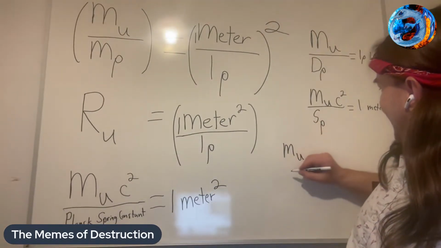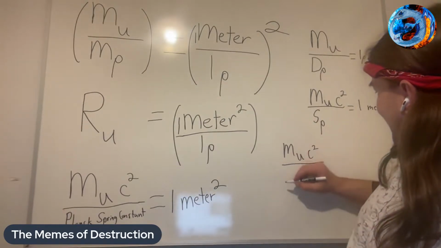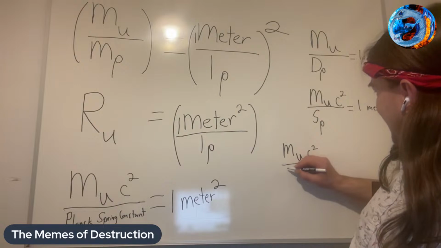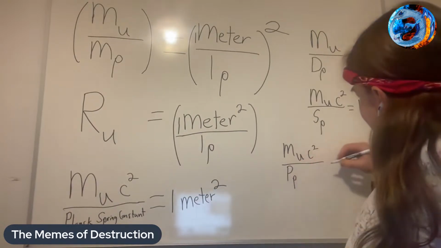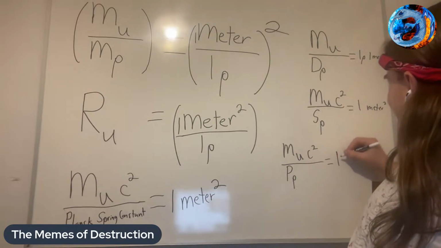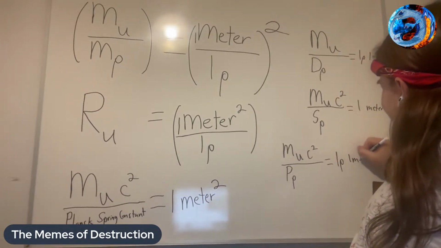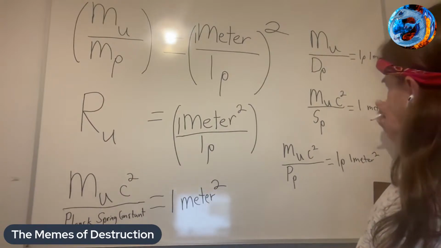And you could also do this one. Claimed mass of universe, c squared over Planck density. No, excuse me, Planck pressure. So do B sub P equals 1 Planck length times 1 meter squared.